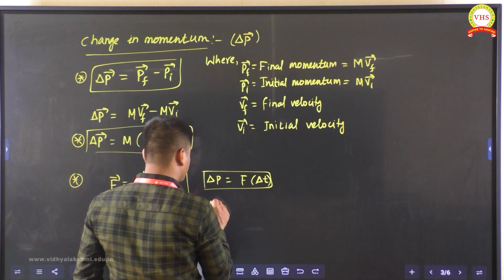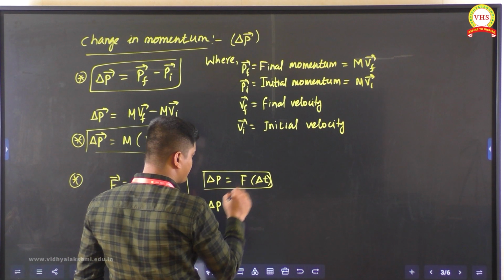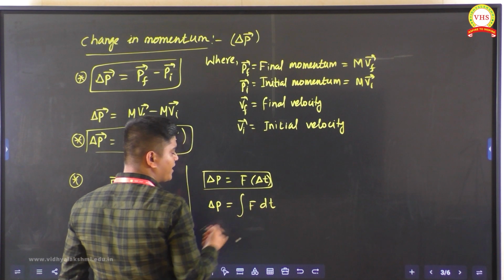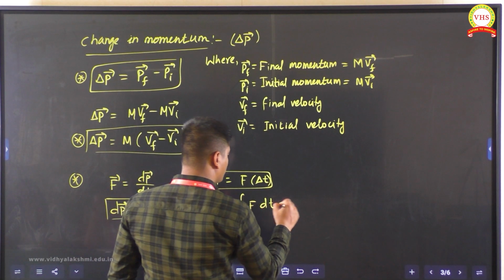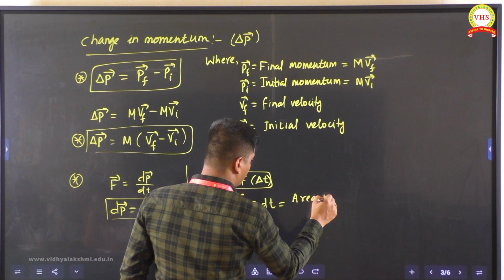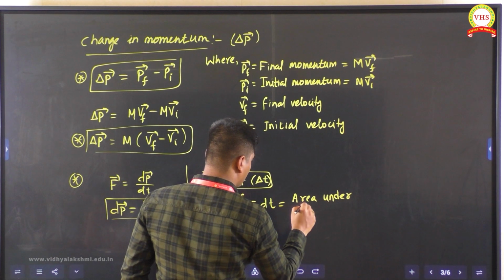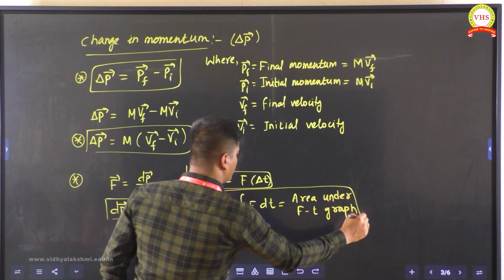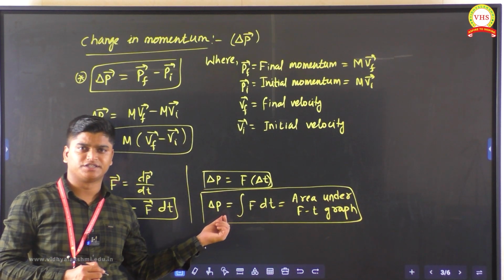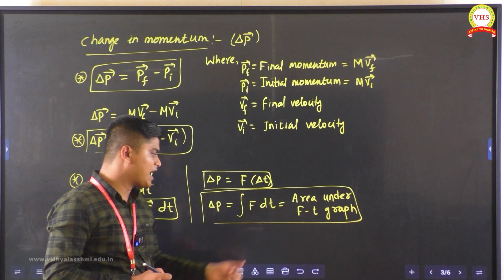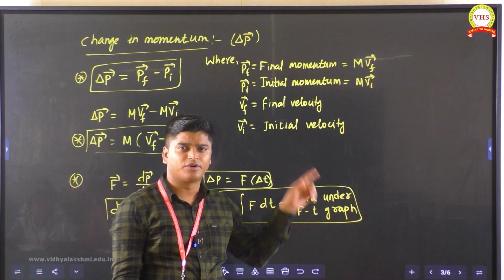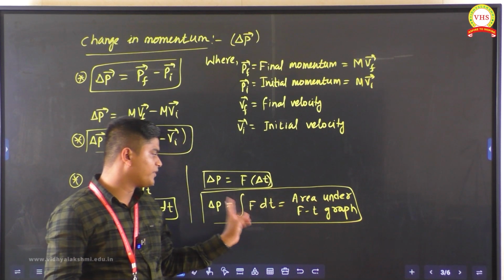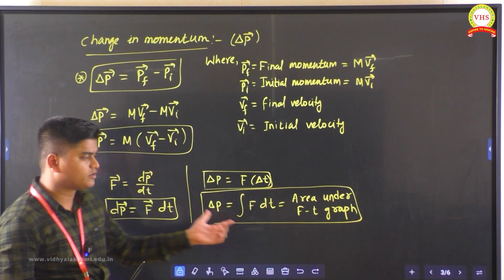Or from here also I can understand, change in momentum magnitude wise is the integration of F dt. This is basically the area under the F-t graph. If an F versus T graph is given, with F taken on the y-axis and T on the x-axis, the area under the F-t graph will also give the change in momentum. Remember that too.